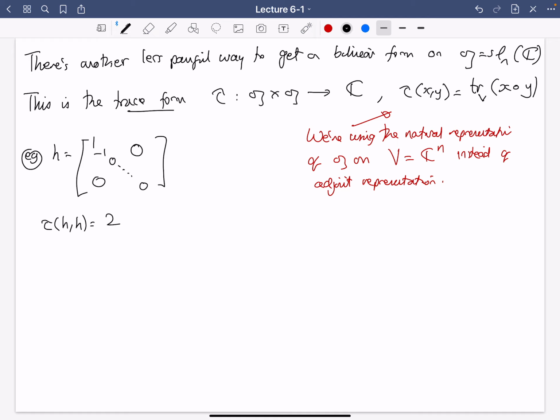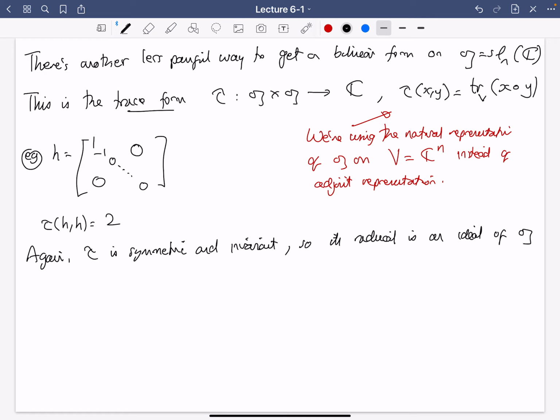Okay, much less painful because we've got a much smaller representation, this natural representation of dimension n, rather than the adjoint representation, which is rather large. Again, the trace form is symmetric, because it's a trace, and it's an invariant bilinear form. That associativity property still holds. So its radical, the radical of the trace form, is an ideal of our Lie algebra G equals SLN.